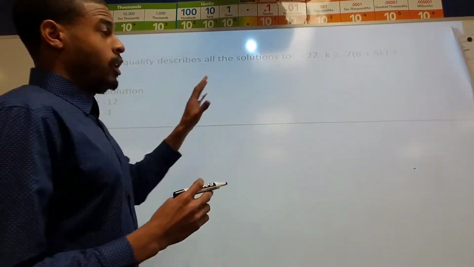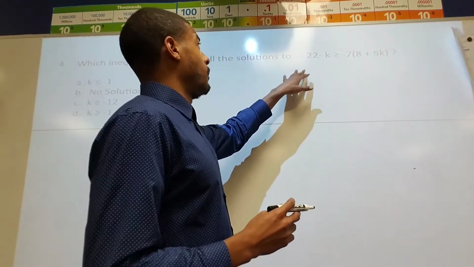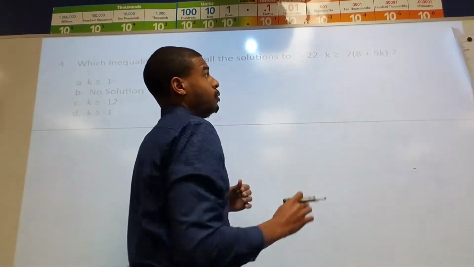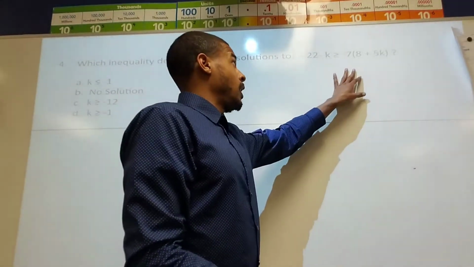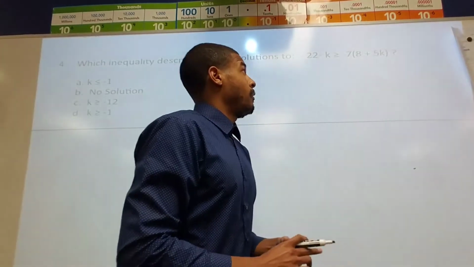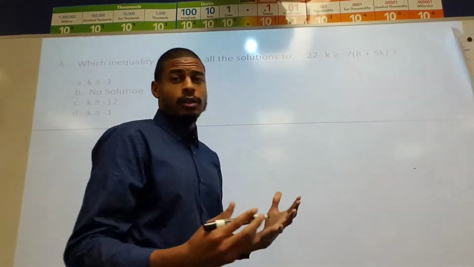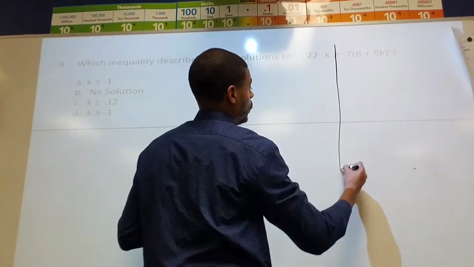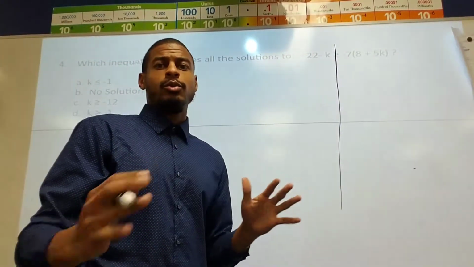So for this inequality, we have negative 22 minus the variable k is greater than or equal to negative 7 parentheses 8 plus 5k, close parentheses. All right, so our first step is we are going to draw a barrier. The reason we draw a barrier is because we want to know that we have two sides.